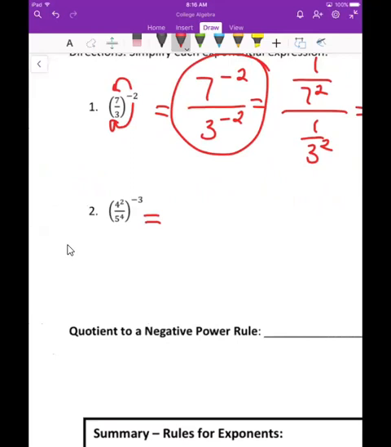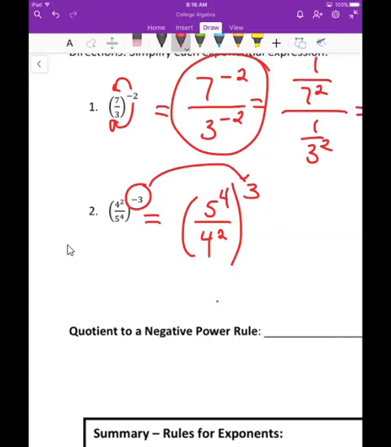Everything on the bottom is going to move to the top. Everything on the top is going to move to the bottom, and go ahead and do that flip before I distribute the exponent. So I'm going to move 5 to the 4th to the numerator and 4 squared to the denominator. And then that makes this power, once the fraction is flipped, the power is now positive.